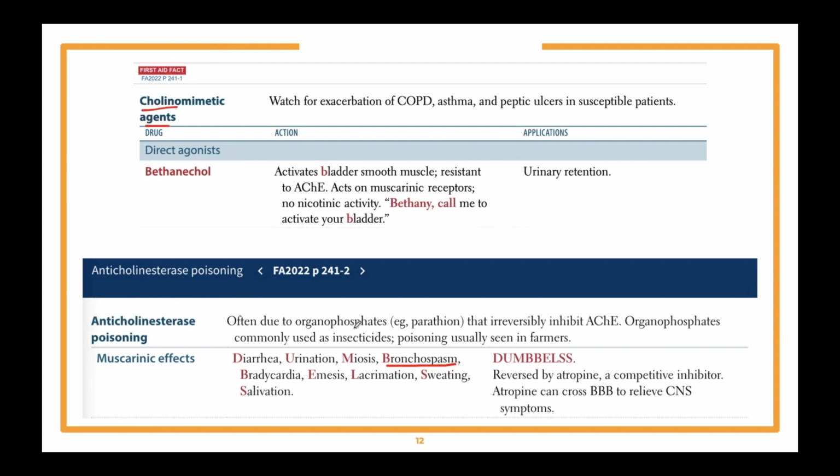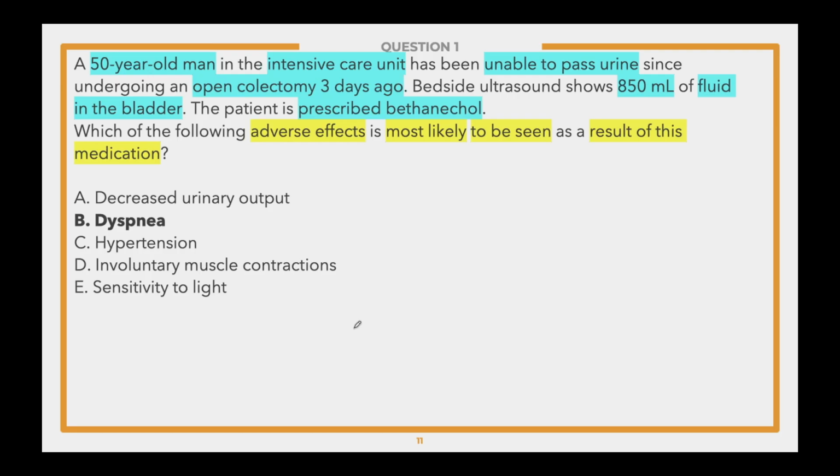If we take a look at the question again, and we take a look at those other answer choices, sensitivity to light would be something you see with pupillary dilation or mydriasis. This is the opposite of what you would see with bethanechol, which causes miosis or pupillary constriction. Okay. Involuntary muscle contractions, that could be possible if there was a lot of activity at nicotinic acetylcholine receptors. But as we said, bethanechol works at muscarinic acetylcholine receptors.